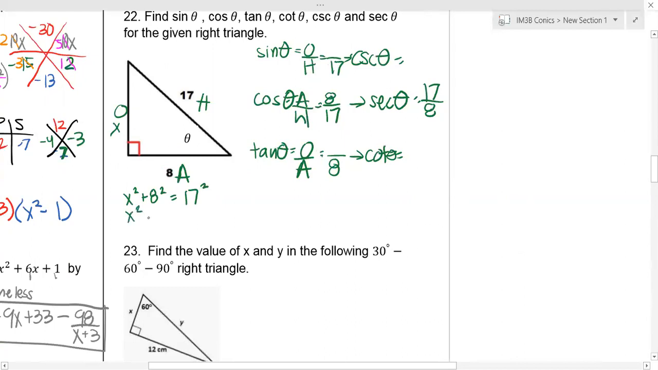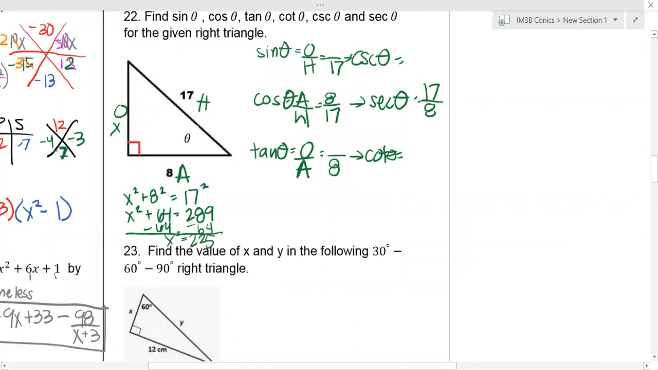So x squared plus 64 is equal to 289. And so then, I'm just double checking that that's 17. 17 times 17 is correct, 289. So then if we subtract 64 from both sides, that gives us x squared equals 225.